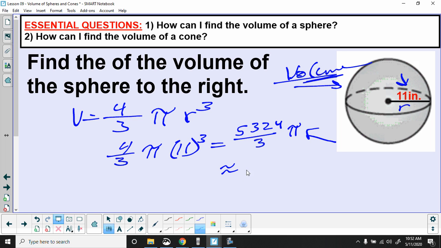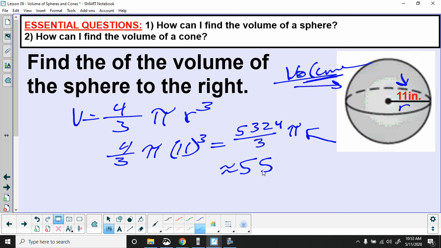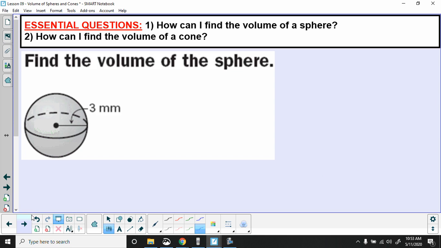Again, exact answer. For the decimal, hit the SD button. 9 rounds that 7 to an 8. Again, I'm rounding to 2 decimals. Follow directions. 9 rounds that to an 8, so 28. So 5,575. 5,575 point. Oh, was it 28? It was 28. Inches cubed. Skadoosh. Okay, again, follow directions. I might ask for the exact answer. I might ask for the decimal. Don't forget. And really, that's all there is to it.